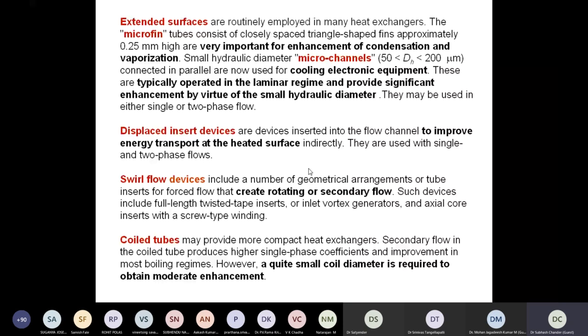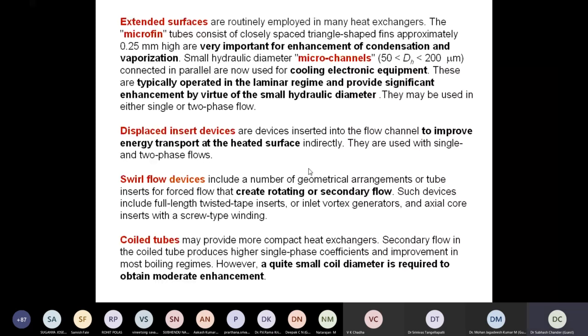Such devices include full-length twisted tape inserts or inlet vortex generators and axial core inserts with screw type bindings. These are some types of swirl devices. Swirl means giving the flow a rotation, right? When we are able to give some rotation to the flow, we are enhancing the mixing, and the transport of energy from the surface to the fluid will get enhanced.